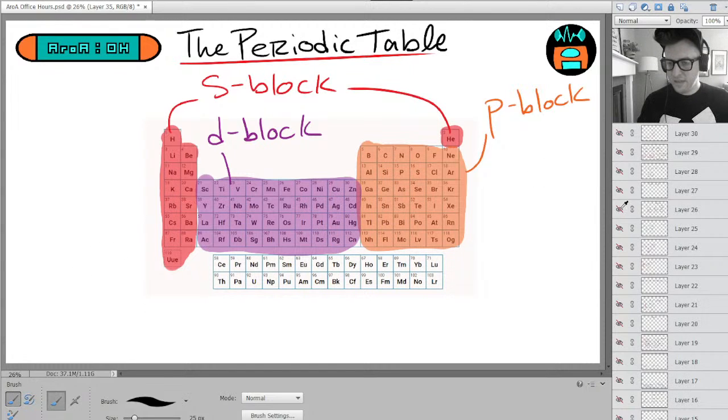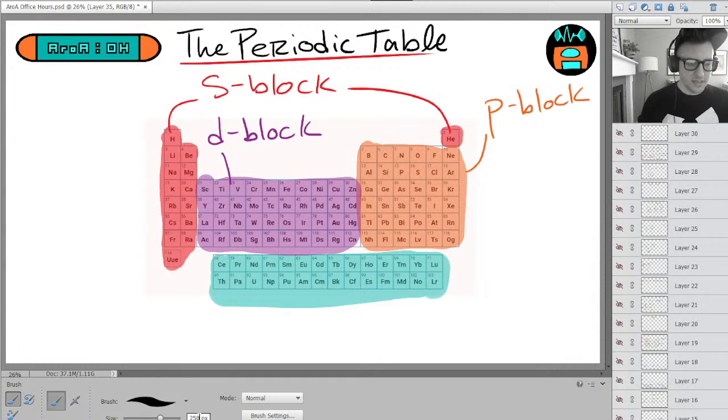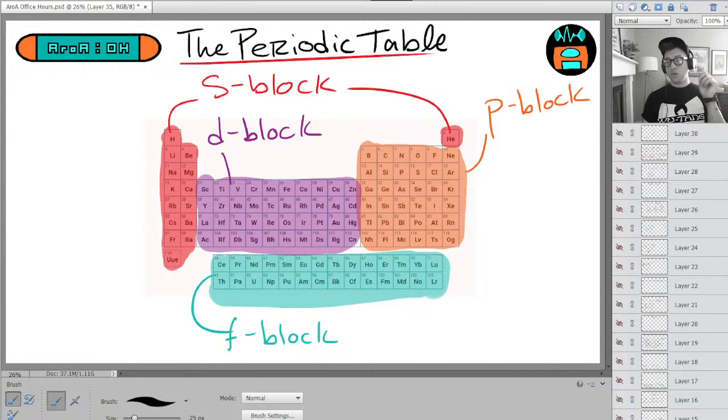And finally, our lanthanides and actinides have their own block. And this is the F block. Again, this will come into play when we get to electron configurations. So we're going to be doing a lot with these blocks, but I wanted to introduce them here since we're talking about how we divide the periodic table.